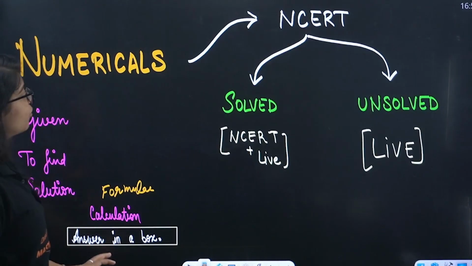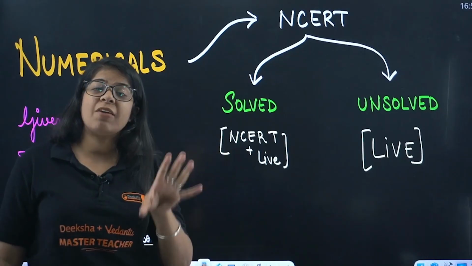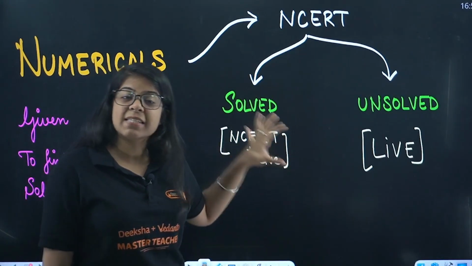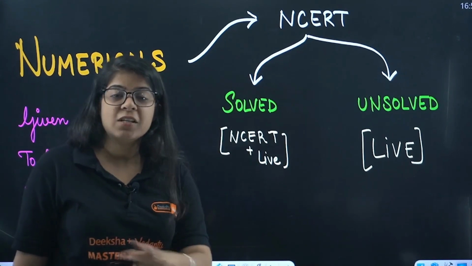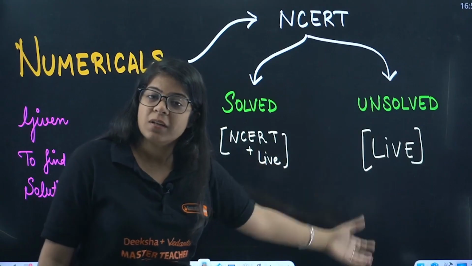Then coming on to numericals, there are 2 kinds of numericals for you to revise. You only have to revise the numericals. First is solved. Start with solved, NCERT of course, and come join my live sessions. I'm doing all the numericals of all the chapters. Unsolved ones, obviously you can join the live sessions.